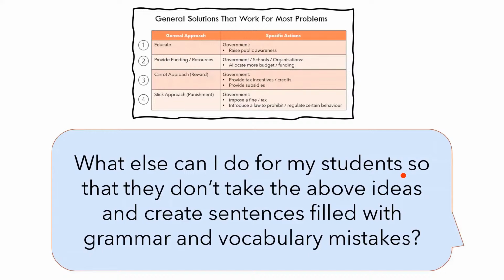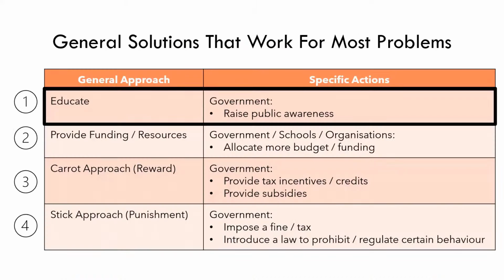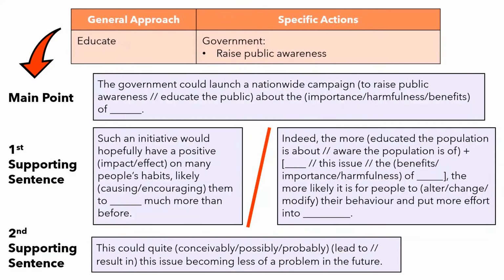So anyway, I asked myself this. What else can I do for my students so that they don't take the above ideas and create sentences filled with grammar and vocabulary mistakes? So I started to think of how I can create sentences based on these 4 ideas, these 4 general approaches. So I started with the first one, right? So I created this. So this is basically the main point. Based on this approach, the government could launch a nationwide campaign to raise public awareness about the importance. You got to fill in the blanks with whatever the issue is in your question.